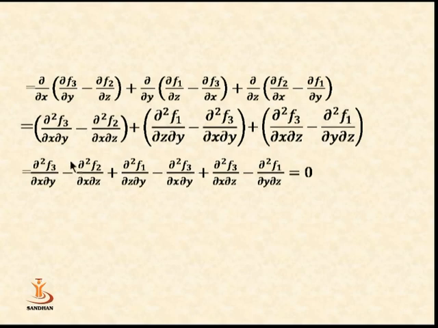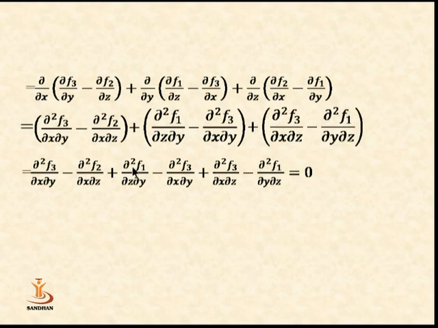Both of these cancel out. Again, here ∂²f2/∂x∂z has a minus sign, and the similar component ∂²f3/∂x∂z has a plus sign. So plus and minus both are 0.